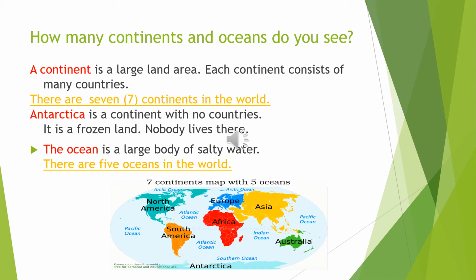What are these 5 oceans? We have number 1, the Pacific Ocean, the Indian Ocean, the Atlantic Ocean, the Southern Ocean, and the Arctic Ocean. Okay?